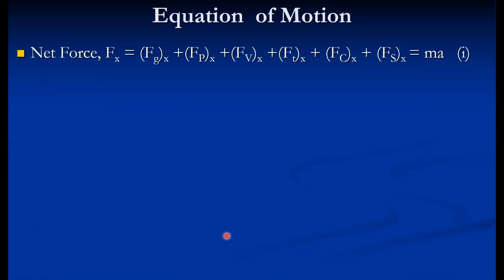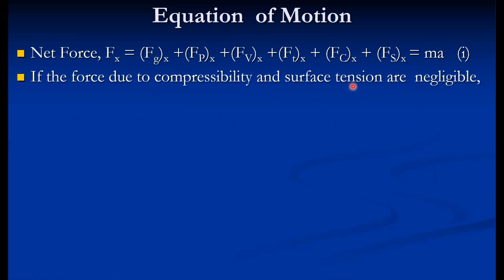Now, based on the consideration of these forces, some equations of motion are defined. So according to, again, Newton's second law of motion, summation of all these forces equals mass into acceleration. So if we consider all 6 forces, that is the most generalized equation of motion, where the summation of all these forces involved is equal to mass into acceleration. But depending upon the applications, some forces are neglected.